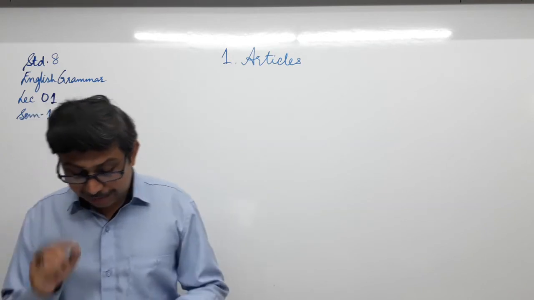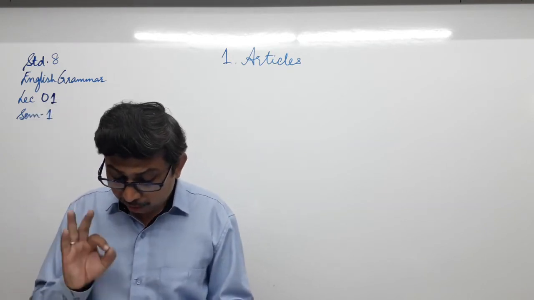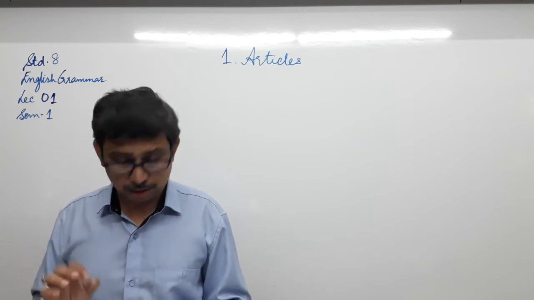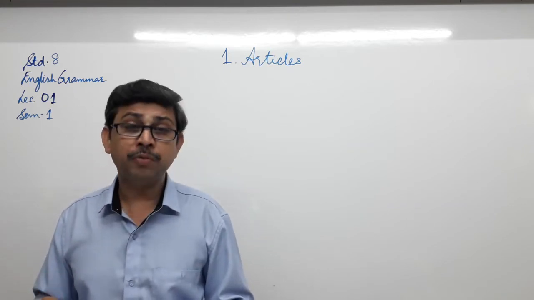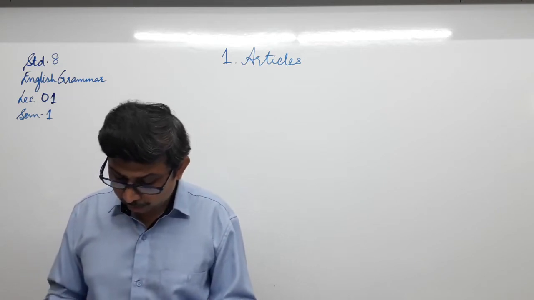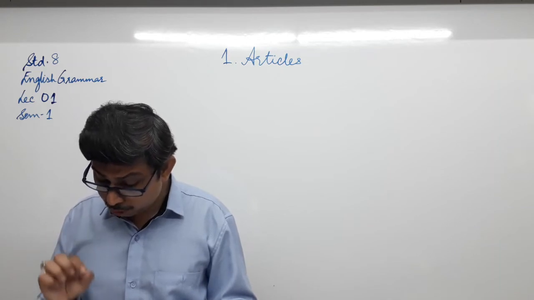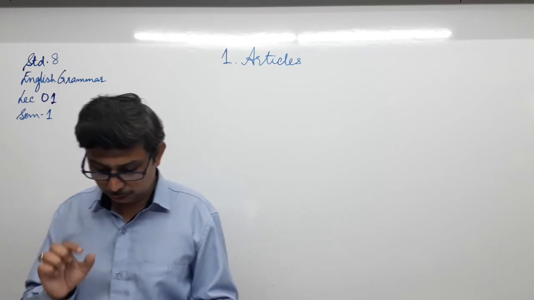Well, the next usage of the indefinite article a and an is with a noun complement. This is something new that you must be learning. You may not have learned about this in the earlier class, so be a little extra careful. With a noun complement, this includes names of professions. See, something new for you.